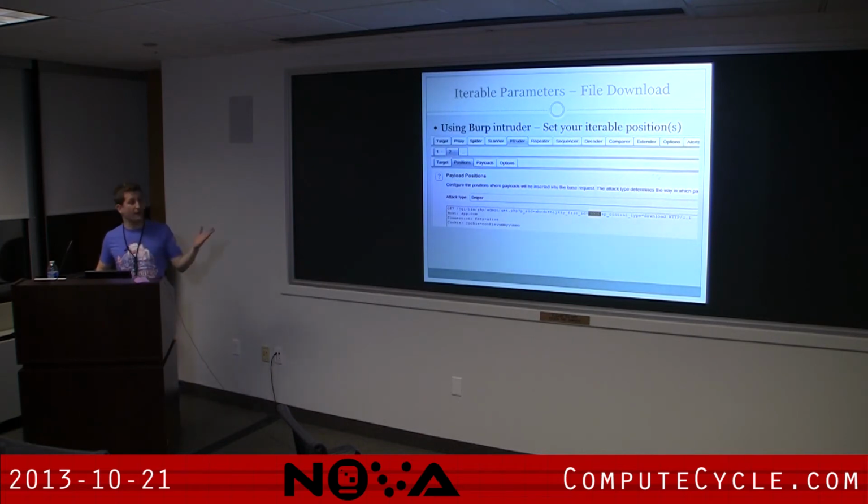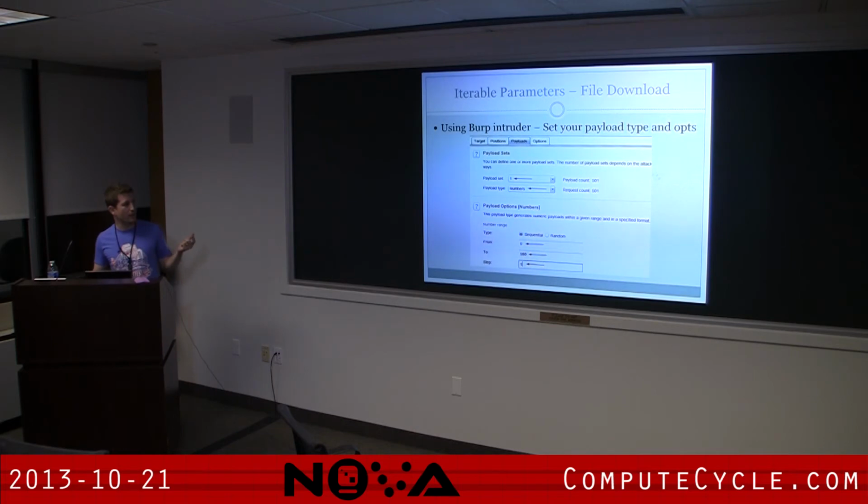So for those of you who have not seen something like this before, you send the request from your history to Burp Intruder. You highlight the position or positions that you want to iterate through. So in here, the number 208. And you set your payloads.